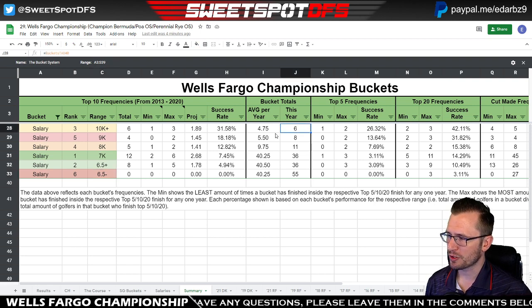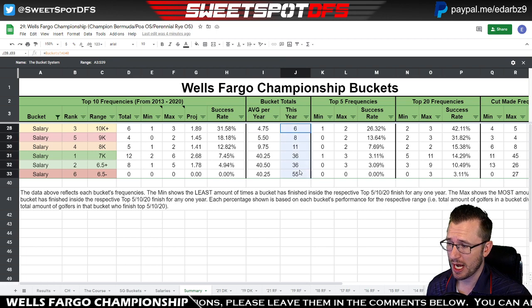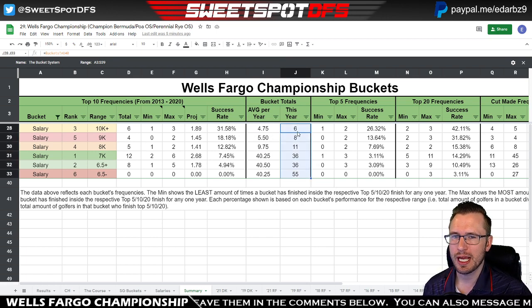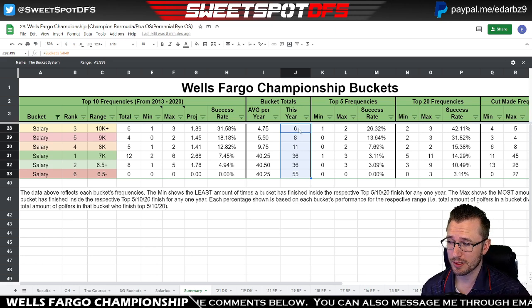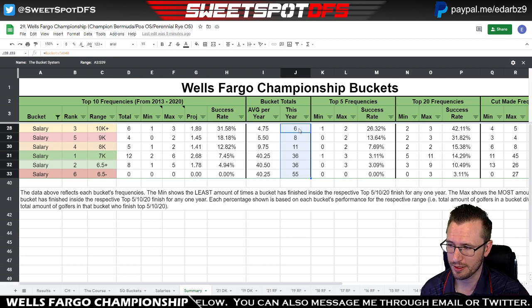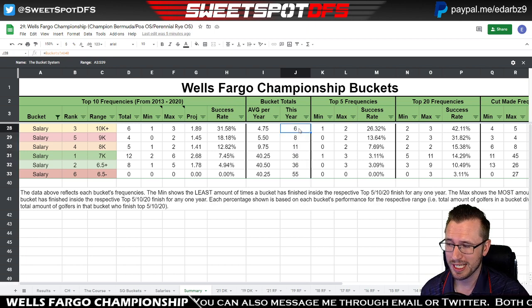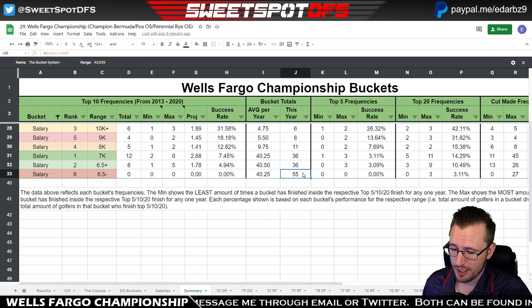We can see the bucket totals, average per year versus what's in the field this year. If this number is higher than the average per year, I would give it a slight boost to the success rate, primarily because there's just that many more chances that bucket is going to finish inside the top 10 or even top 5. So keep that into account. All right, so that is your salary bucket.